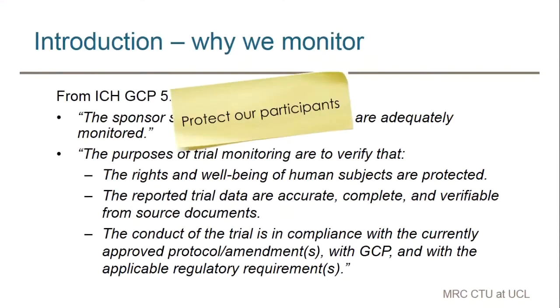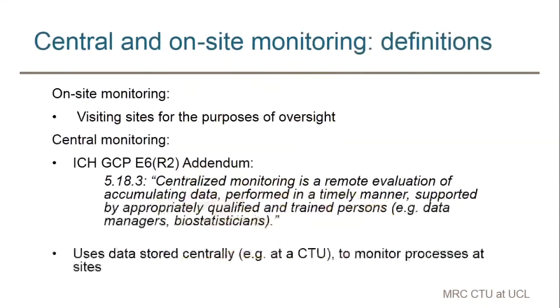Monitoring could be divided into two main areas, that's central and on-site monitoring. On-site monitoring could be defined as visiting sites for the purposes of oversight. For central monitoring, the ICH GCP addendum now has its own definition. Centralized monitoring is a remote evaluation of accumulating data performed in a timely manner, supported by appropriately qualified and trained persons, for example, data managers or biostatisticians. And it uses data stored centrally, for example, at a clinical trials unit, to monitor processes at sites.